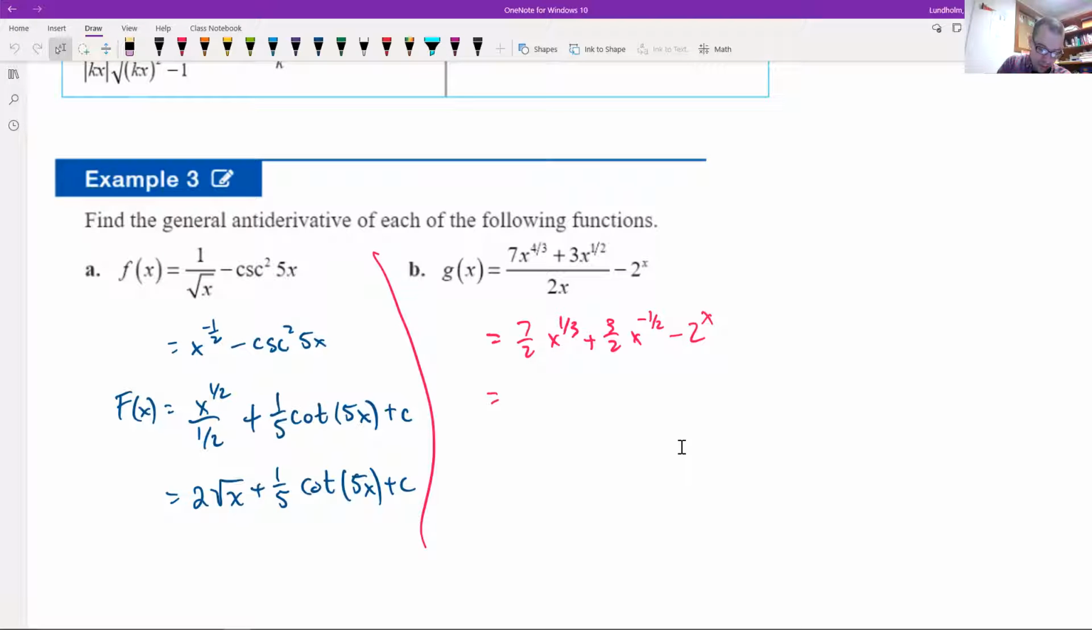So we would get 7/2 x to the 4/3 power divided by 4/3 plus 3/2 x to the 1/2 power divided by 1/2. And then for this last one, we're undoing this exponentiation, which means we're going to need to divide by a natural log of 2.